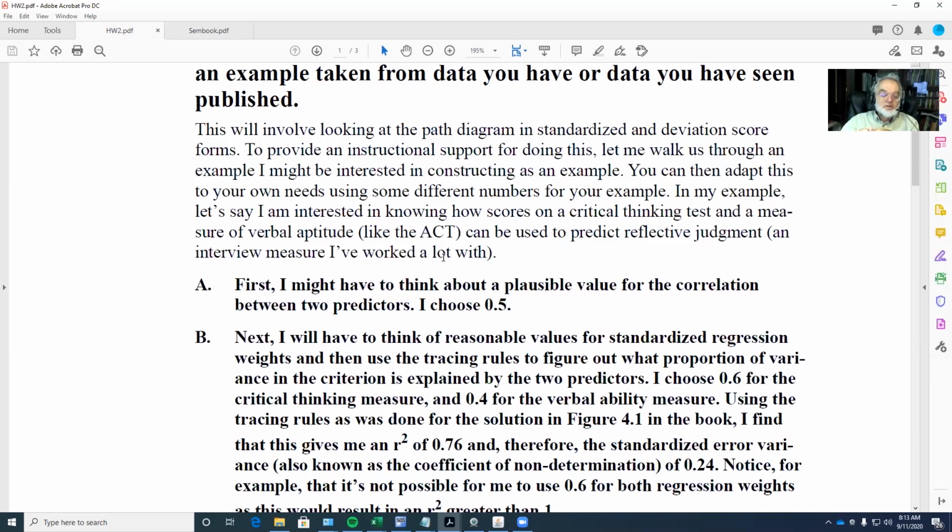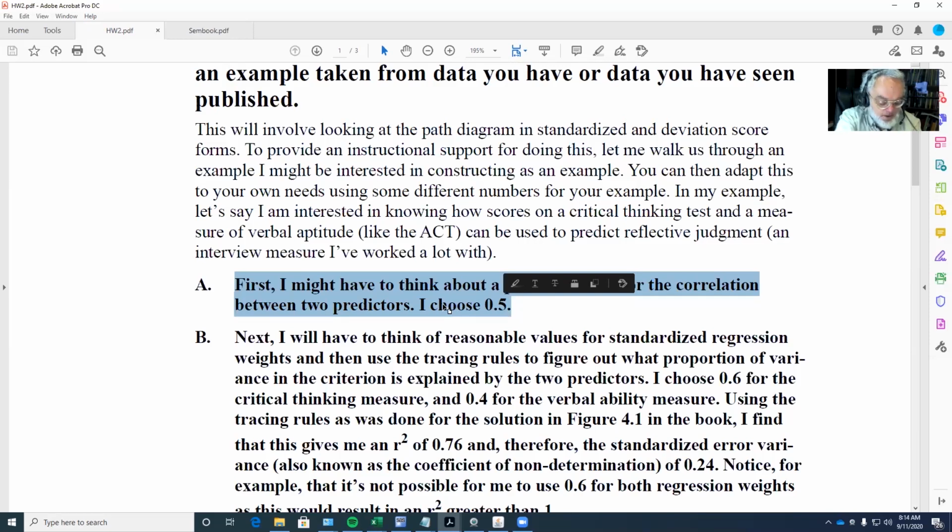One thing people have said in the area is, well, reflective judgment is just your verbal ability, and maybe it's already measured by tests that measure things called critical thinking. So in this example, I'm going to look at critical thinking and verbal aptitude and how those are related to reflective judgment. And I might think about, off the bat, a plausible value for a correlation coefficient. Just for the heck of it, maybe those two measures are correlated 0.5.